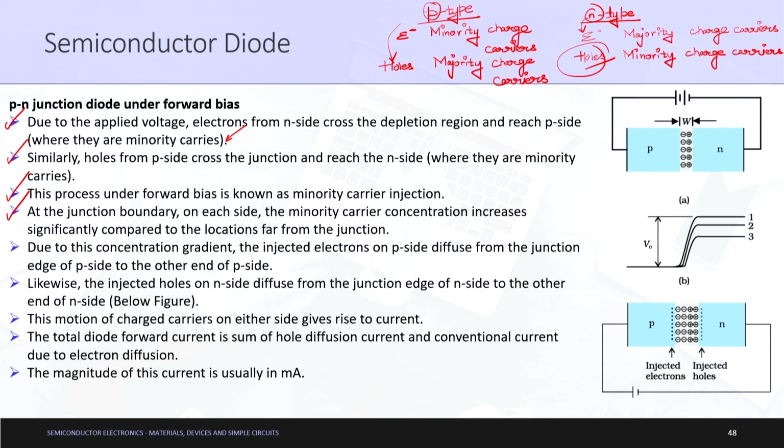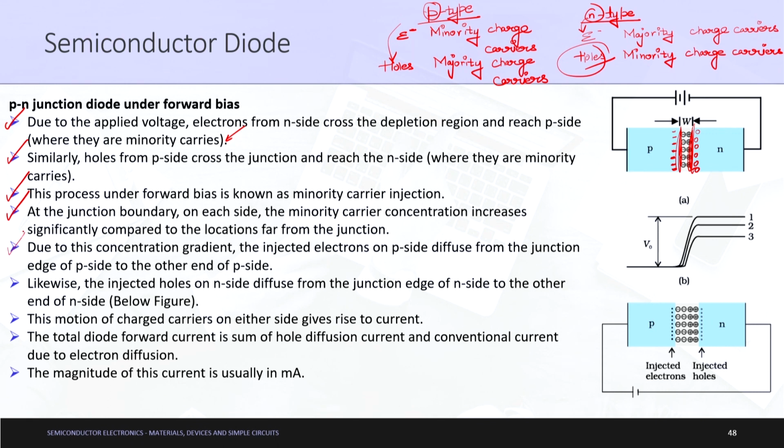Now, at the junction boundary on each side, the minority carrier concentration increases significantly compared to the locations far from the junction. So, what they are saying is that at this boundary, the minority carrier concentration increases. At this location, what is P? P is P electron. So basically, electron concentration is higher at this location, and positive charge concentration is higher at this location.